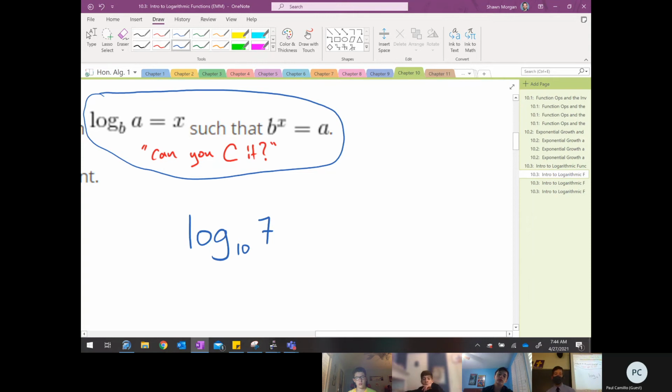For example, here. This reads log base 10 of 7. You might jot that phrase down. So not to ask a stupid question, but what's the base on that little example? 10. And what is the argument? In other words, what are we taking the log of? 7. Good. Let's try again.